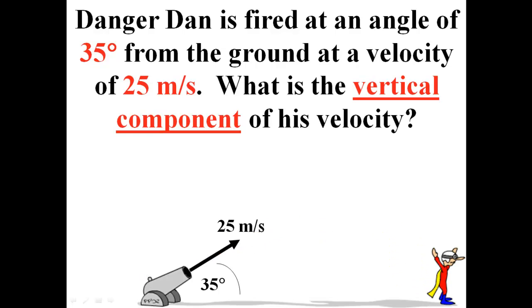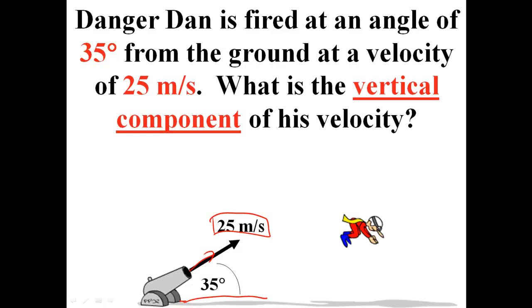So let's say we have Danger Dan. He's fired at an angle of 35 degrees, and there's a muzzle velocity of 25 meters per second. Remember, muzzle velocity is the velocity at which he leaves the gun. Immediately, we can break this into its components. We know that to go at that velocity of 25, it has a horizontal and a vertical velocity. And this particular question is, what's the vertical velocity? Well, that would be this side.